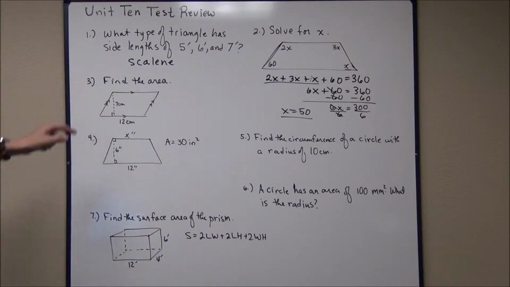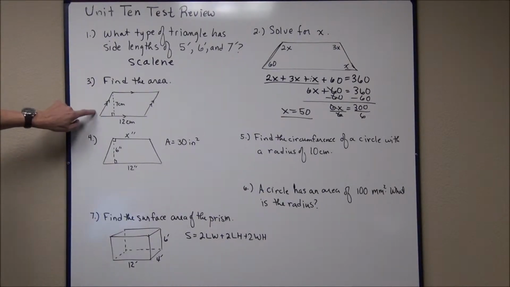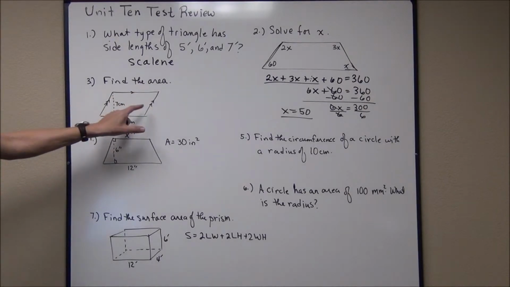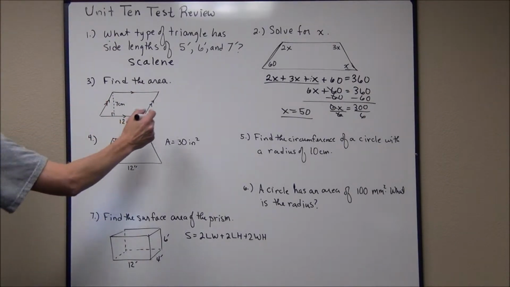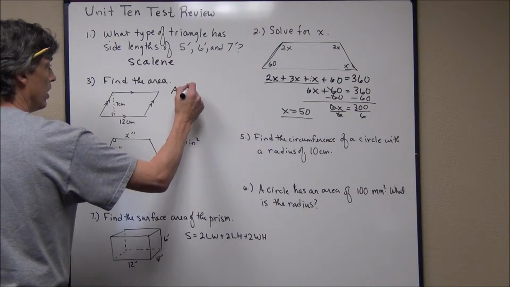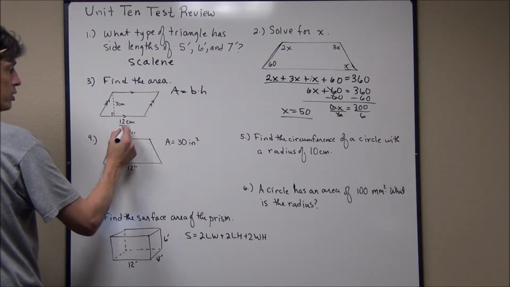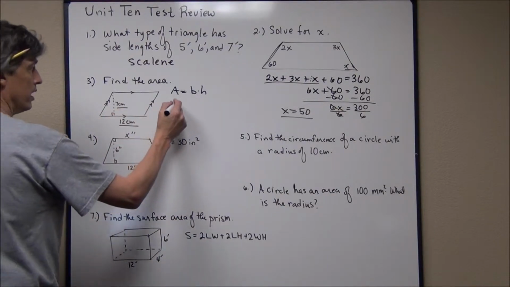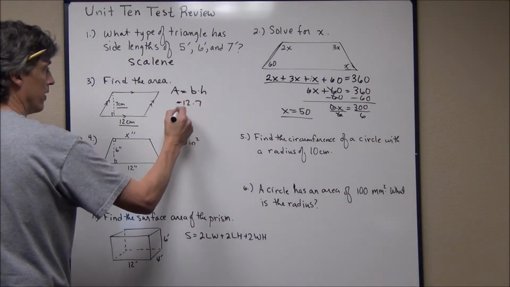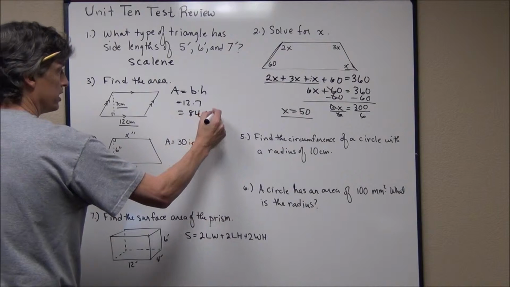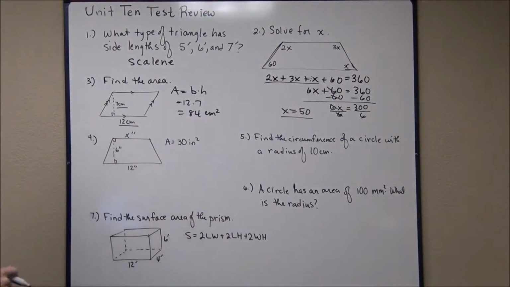For problem number 3, we're going to find the area. Because of the markings, we have opposite sides parallel, so we have a parallelogram, and the formula is equal to base times height. In this case, the way it's drawn, my base here is 12, and my height here is 7. So this is going to be 12 times 7, or 84, and this is area, so it's square centimeters. That was an easy one.